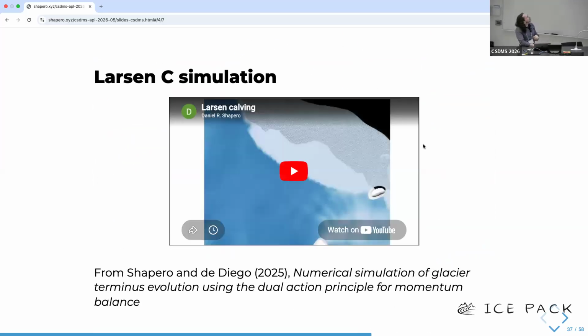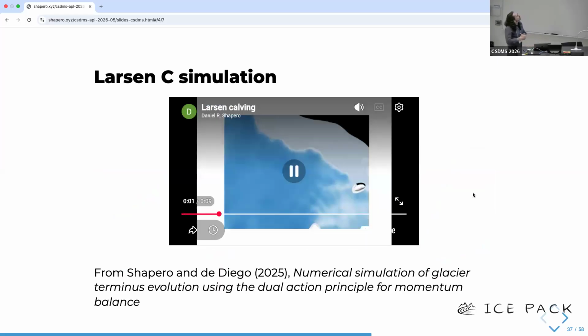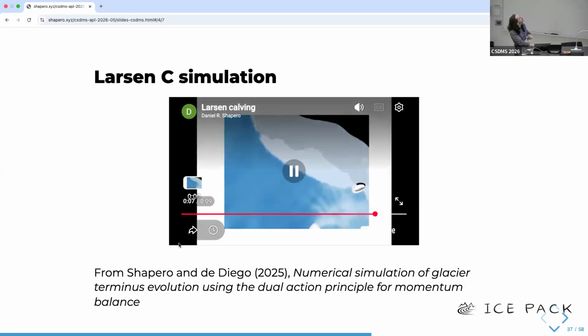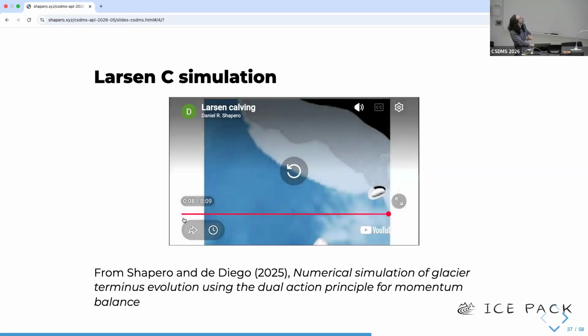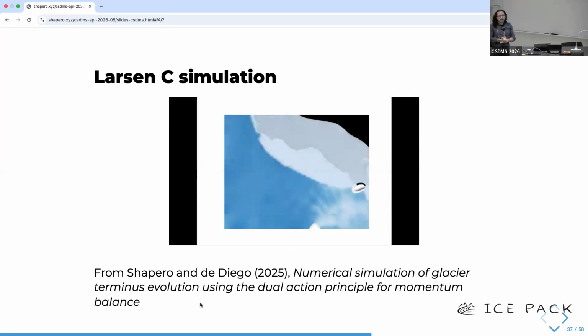In case that was all total nonsense, it worked. And I had a collaborator, Gonzalo Gonzalez de Diego, who's wonderful. We wrote a paper about this that came out last year. So this is a simulation. I'm showing the thickness of the Larsen C ice shelf in the Antarctic Peninsula. And we forced it to reproduce the big calving event that happened there in 2017, where it broke off an iceberg the size of Manhattan.